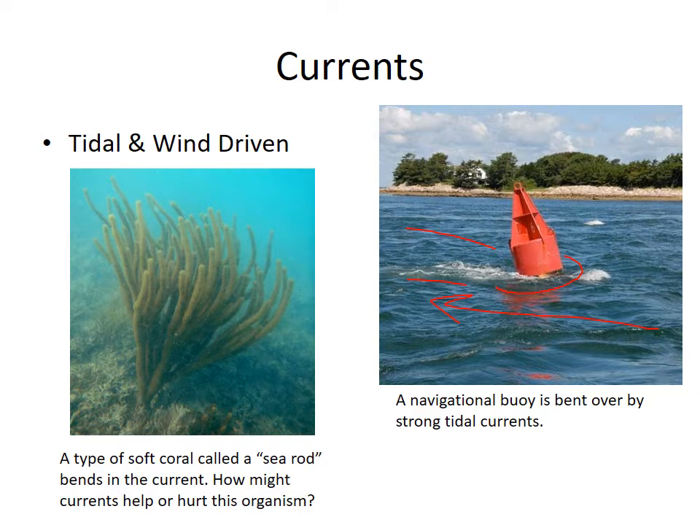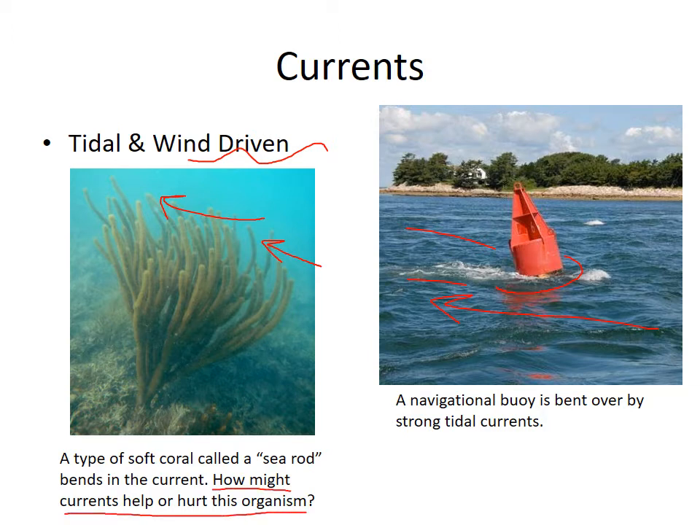for better or worse. And this picture taken underwater in the Florida Keys shows a type of soft coral called sea rod. And you can see that the current, which I think in this case is caused by waves at the surface, is whooshing the stalks of this colonial sessile organism over, and they're bending with the currents. So I have a little question here. How might currents help or hurt this organism?